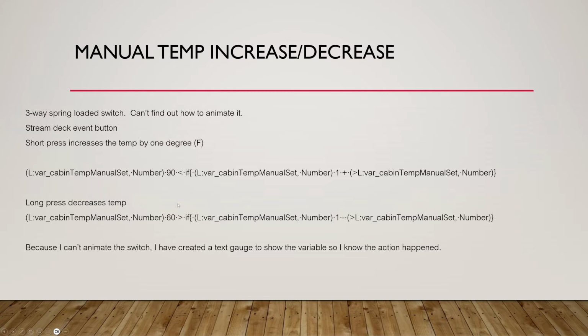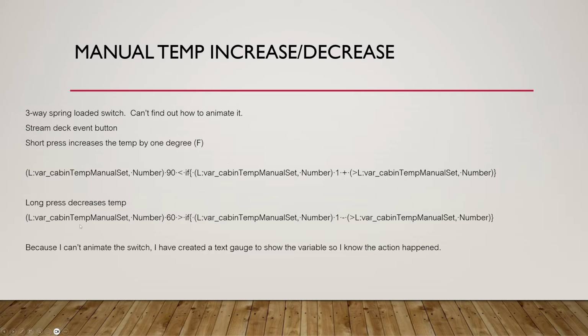And this is the script behind it. It looks at the manual temperature setting, and it's going to check that we're not above 90 degrees already. We don't want to go too high and cook the passengers. So it sets a maximum value of 90. So long as it's below 90, take that variable, add 1 to it. So this is the reverse Polish notation, the RPN script, working. Here's one value, here's another value, add them together and write it back into itself.